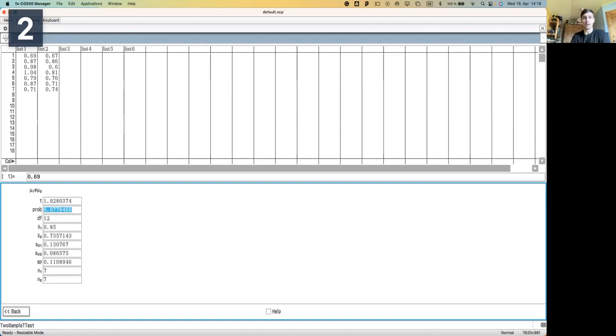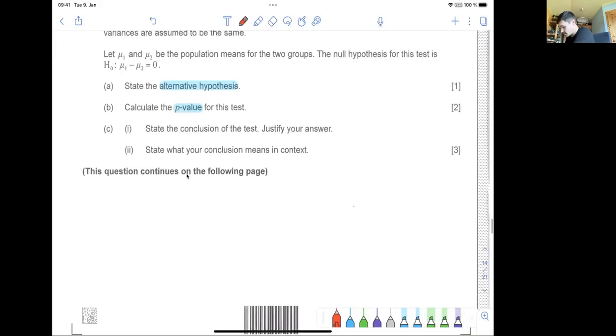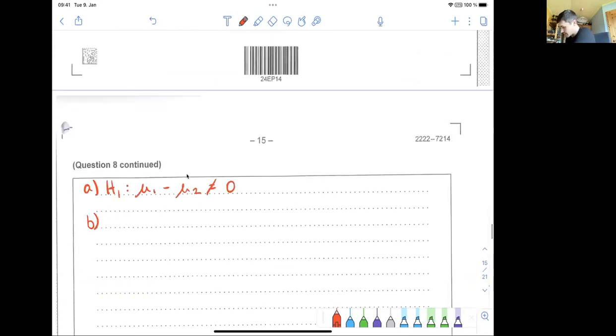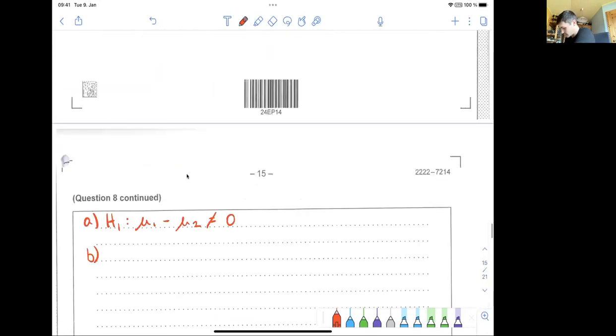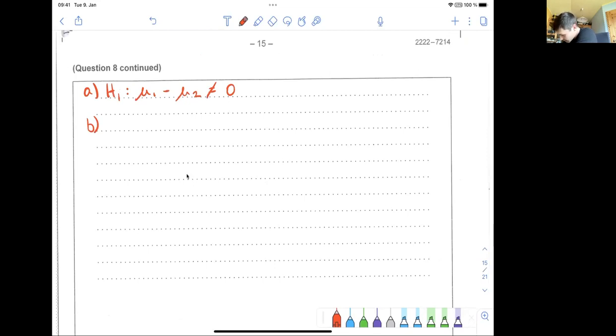There we go. All right, we're back. So, and it was part 1, right? No, just B by itself. Okay, so p-value is equal to 0.0778. Right, and so there is the answer to part B. Let's move on to part C now.